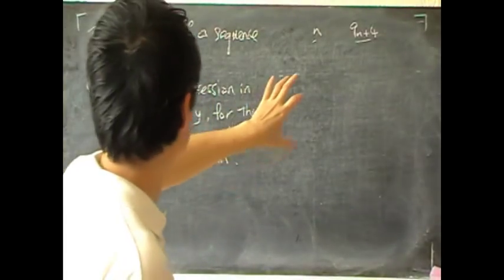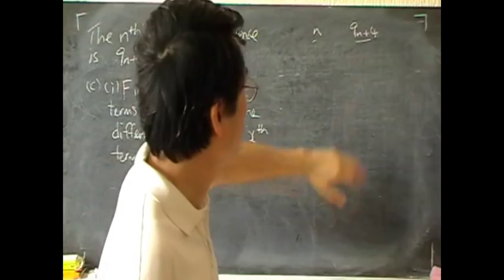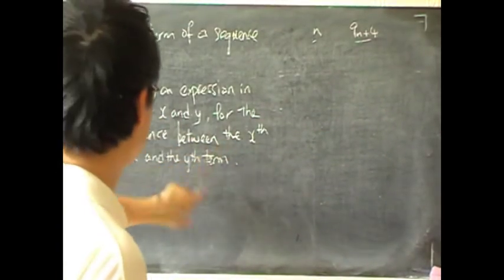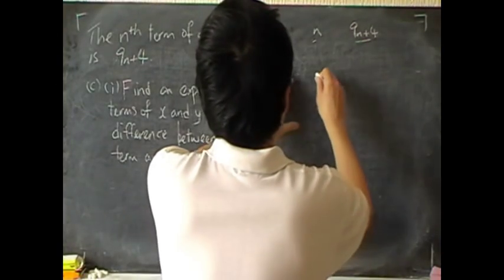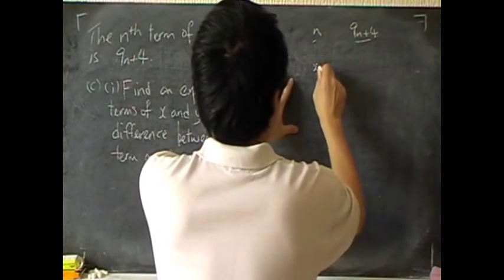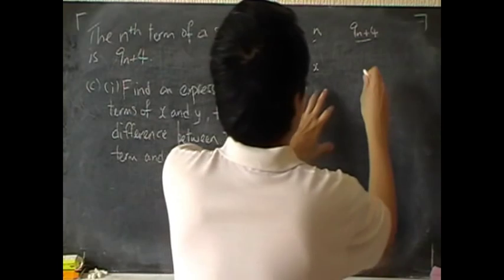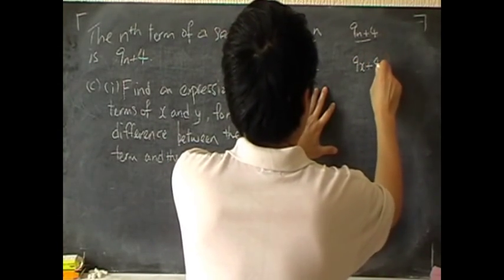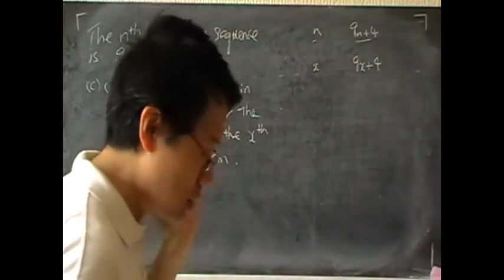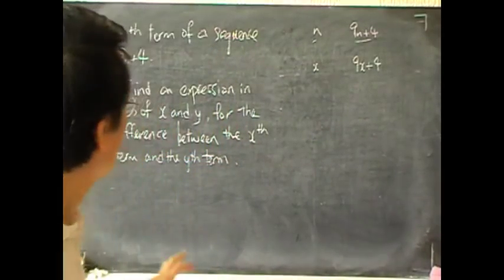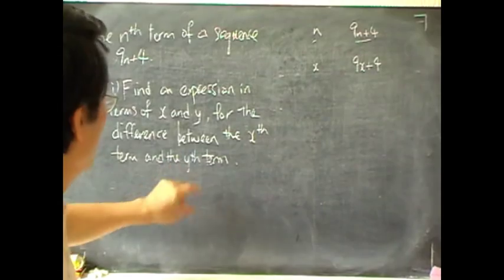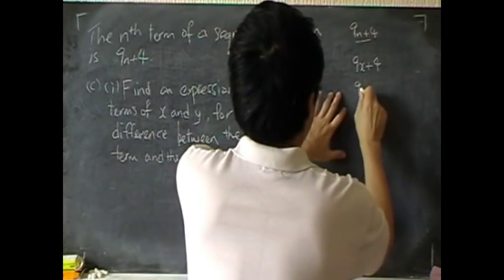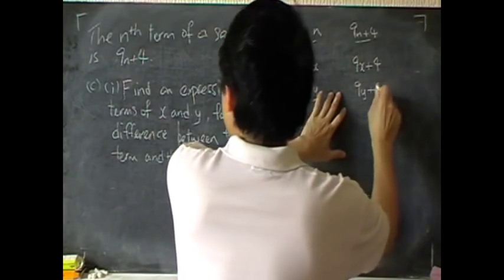Imagine that this is a table of the values, and for the x term and the y term, the x term is when n is x, so the term is 9x plus 4. So here we are going into algebra. For the y term, that would be 9y plus 4.